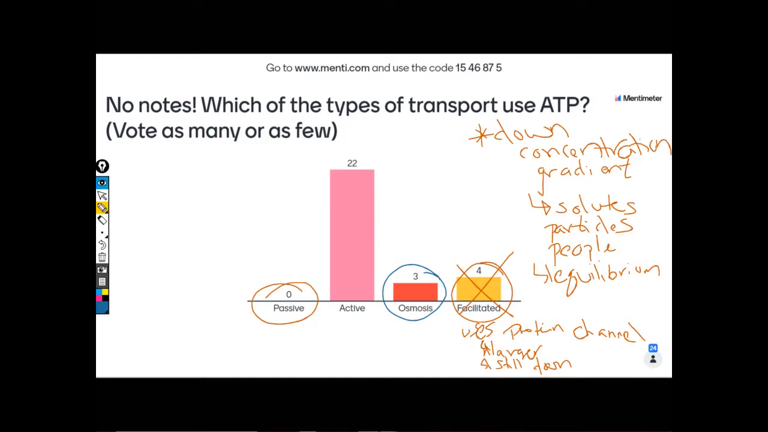And what about osmosis? What's osmosis? Okay, good. It's our last resort. What's the definition of it? What are we doing? Moving water. Moving water to do what? To still reach equilibrium of these guys, right?